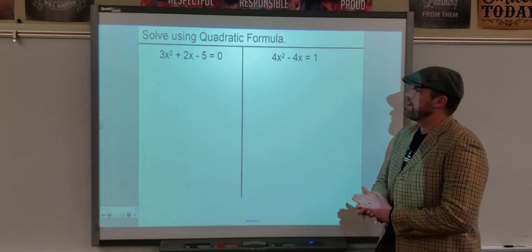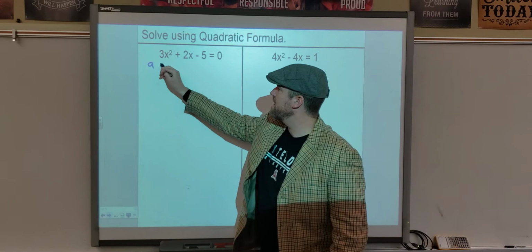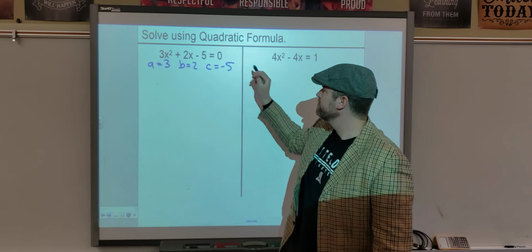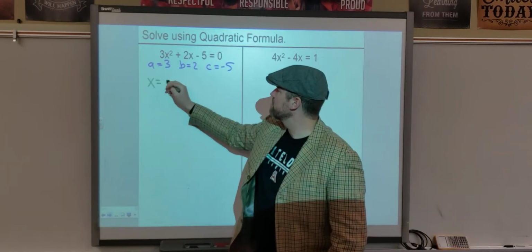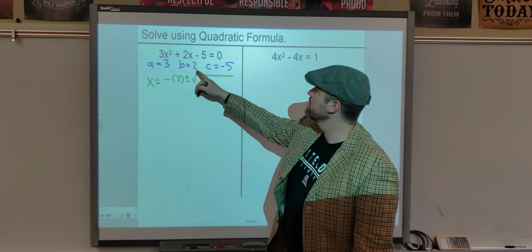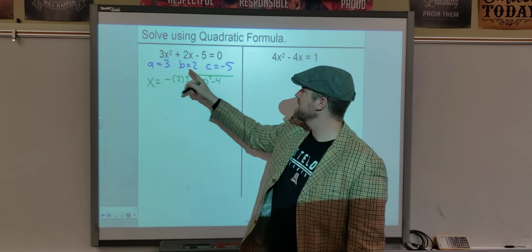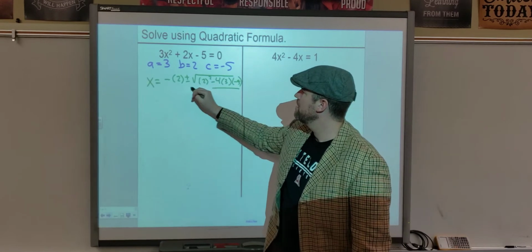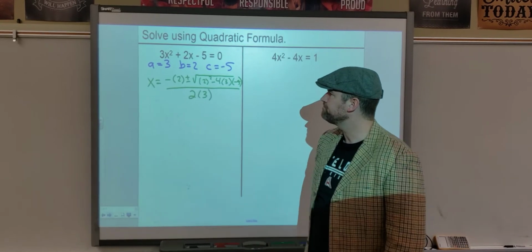All right, so here's some more examples. First thing, make sure it's equal to 0. Second, identify your A, B, and C. And then we're going to plug those into the quadratic formula. x equals negative b plus or minus the square root of b squared minus 4ac. So 3 times negative 5, all over 2a, 2 times 3.